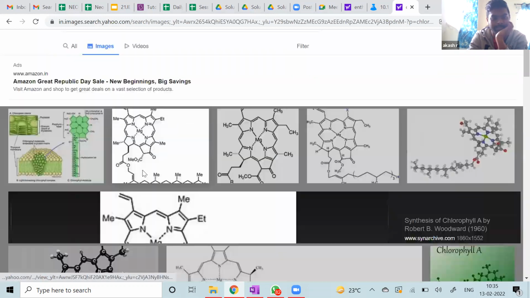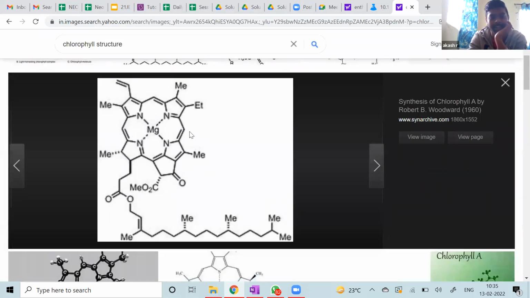Right. Look at this. This is the chlorophyll structure. All you have to understand here is that the central metal atom is going to be magnesium. Don't worry about the complex structure and all. All that I wanted to show is that the central metal atom is going to be magnesium. This is what chlorophyll is.